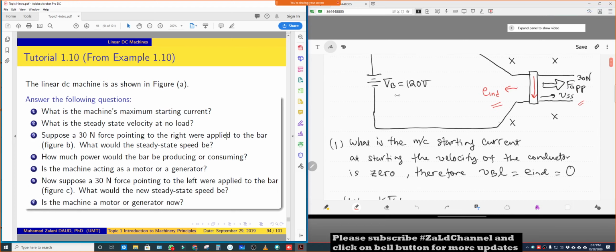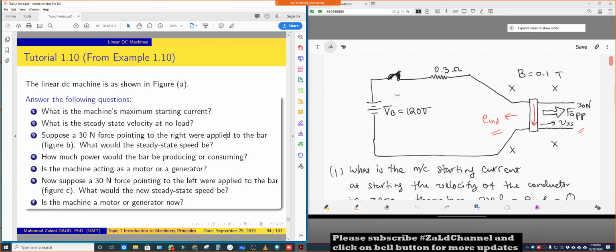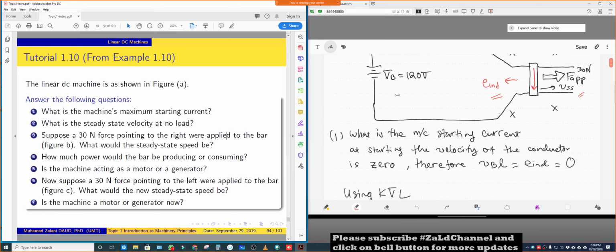Why to the right? Because we can use the right hand rule for the current carrying conductor in the magnetic field, right? So we know that the force will be acting in that direction, to the right.